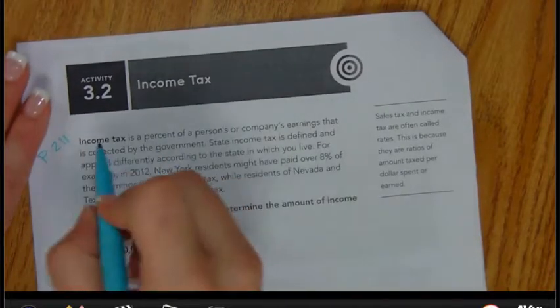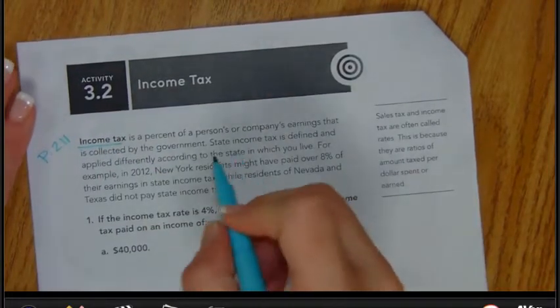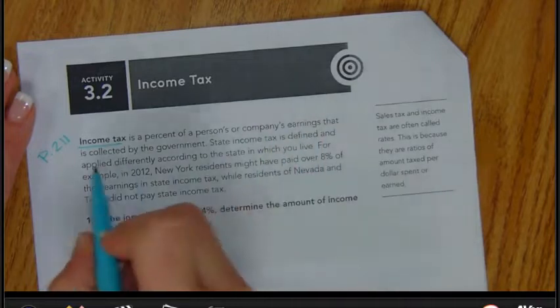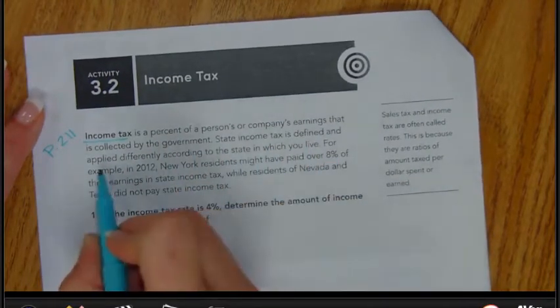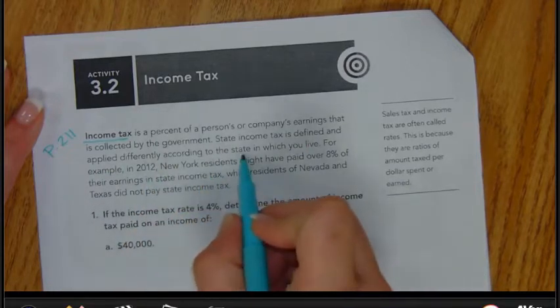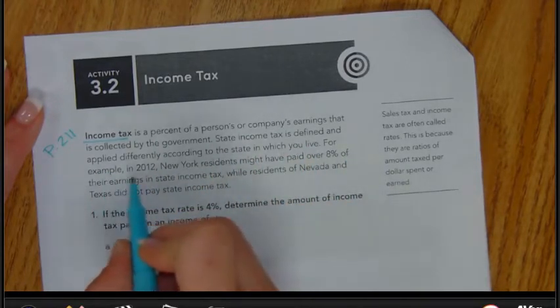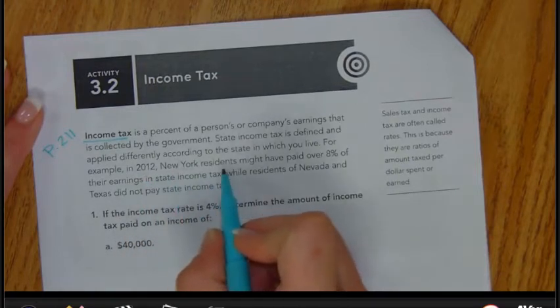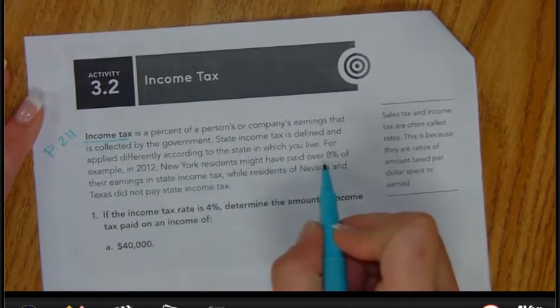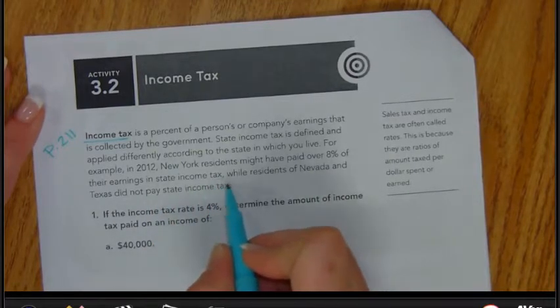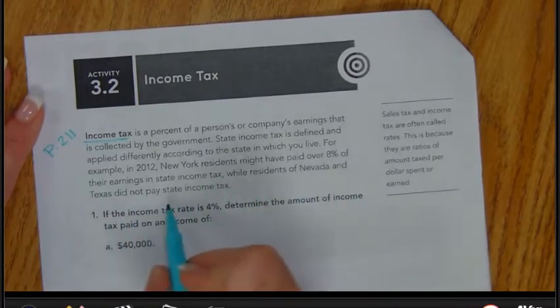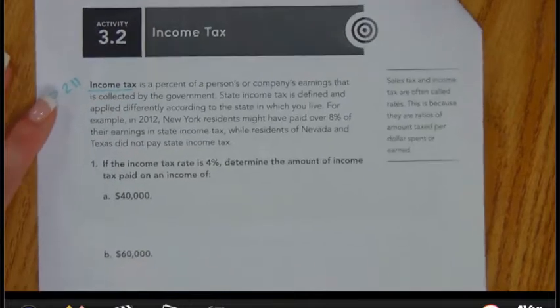All right. So income tax is a percent of a person's or company's earnings that is collected by the government. State income tax is defined and applied directly according to the state in which you live. For example, in 2012, New York residents might be paid over 8% of their earnings in state income tax, while residents of Nevada and Texas do not pay state income tax.